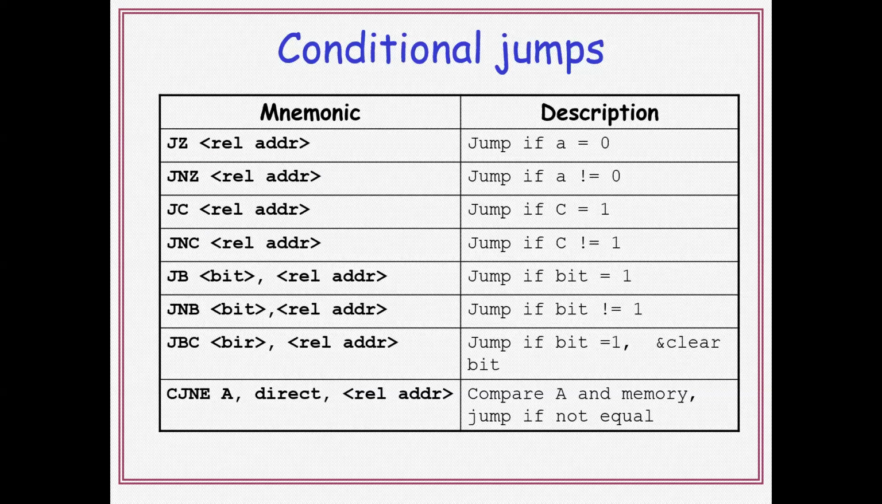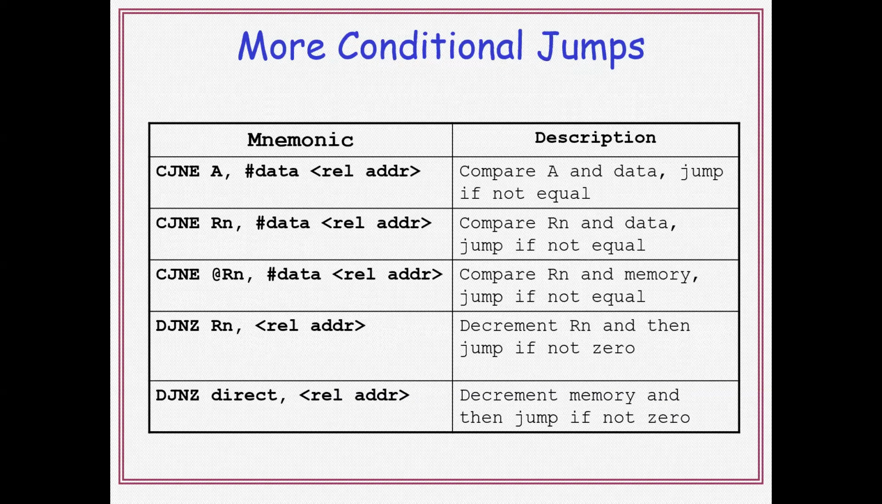And CJNE, compare and jump if not equal. So CJNE is supported with different addressing modes. First case, register A accumulator, immediate data. Second case, register, immediate data. Third case, indirect register, immediate data. Fourth case, register, direct, relative address.